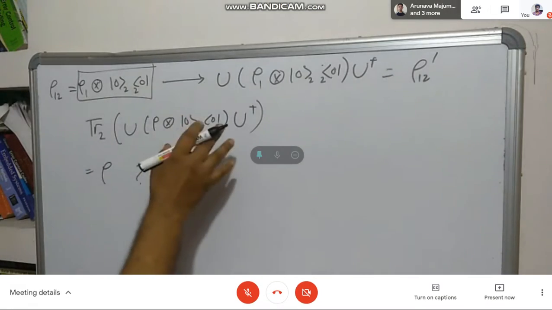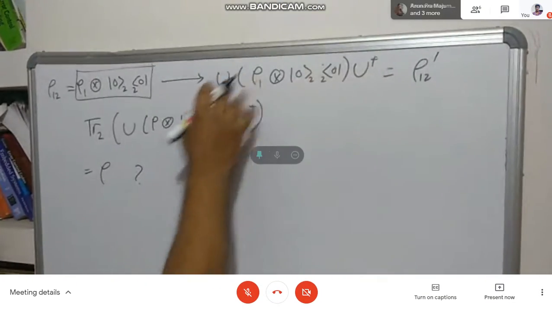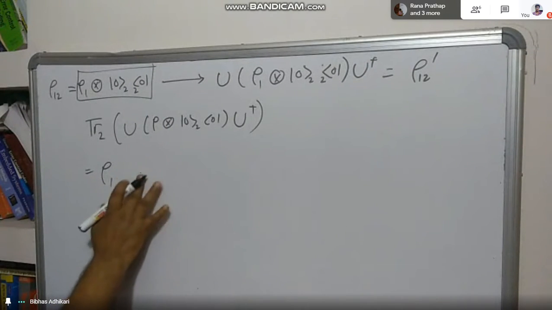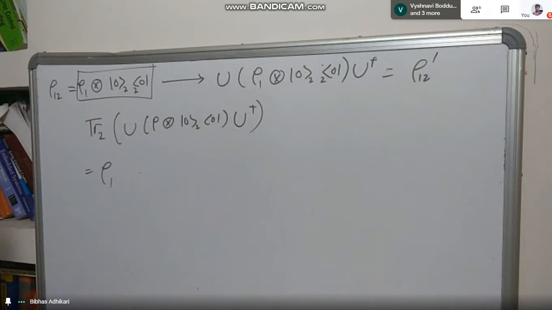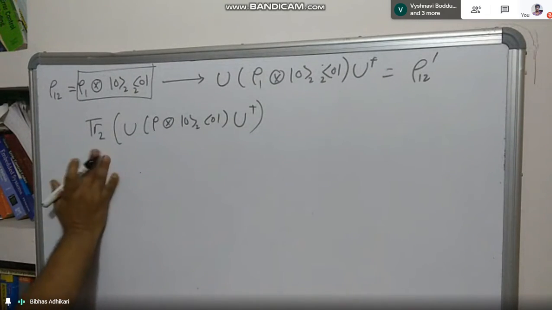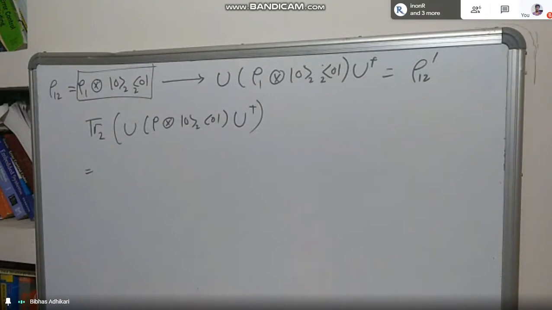I have to find out the reduced density matrix of this. And if you say that this is just rho 1, it means this has to be the reduced density matrix. So it need not be the case. The thing is, whenever you do mathematics, you go with the definition first. Then you see, you may find something.